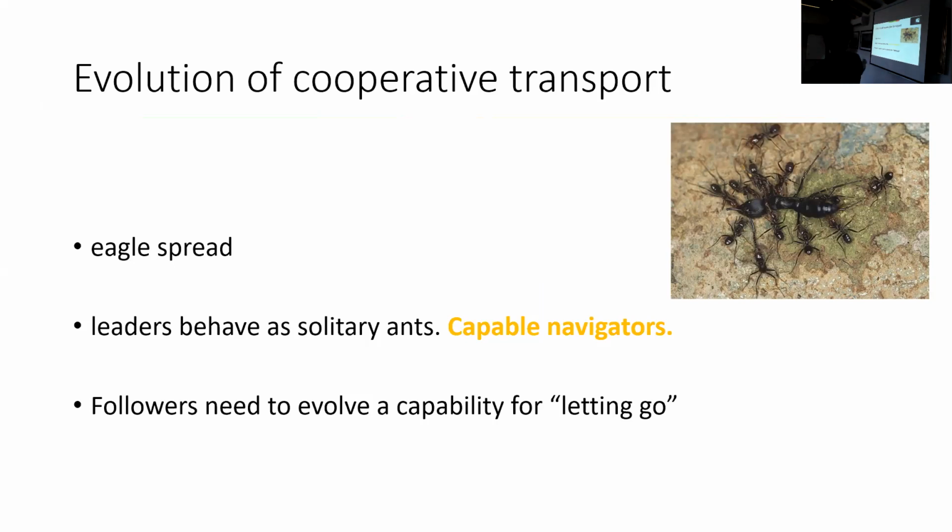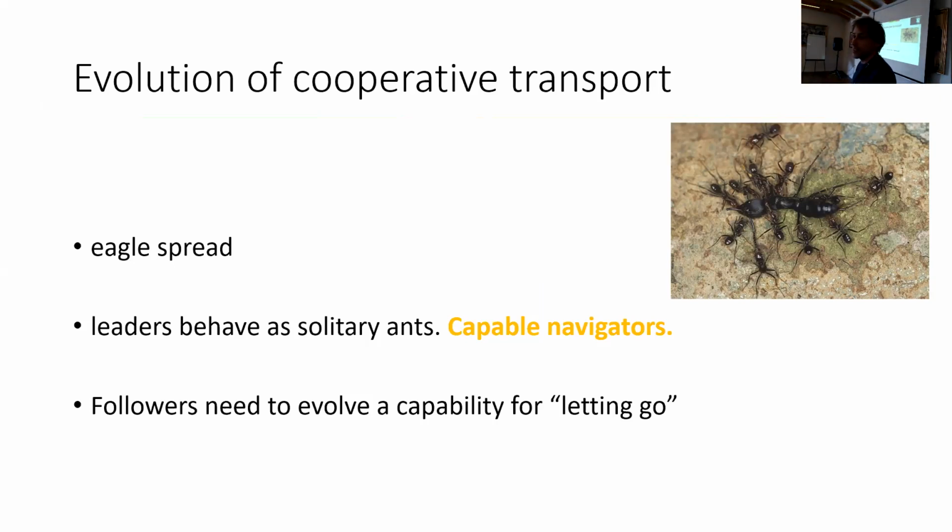The leader ant doesn't have to do anything new that was not there before cooperative transport. It just has to grab onto the object and pull towards home. That's it. And of course, the leader has to be a capable navigator, and they are like any other insect. And that's what you need to evolve: this capability for other ants, and also the leader itself, to let go. Okay, so this is something that is needed to evolve.